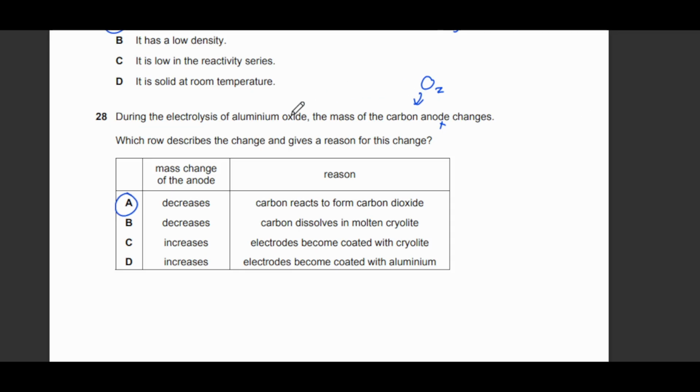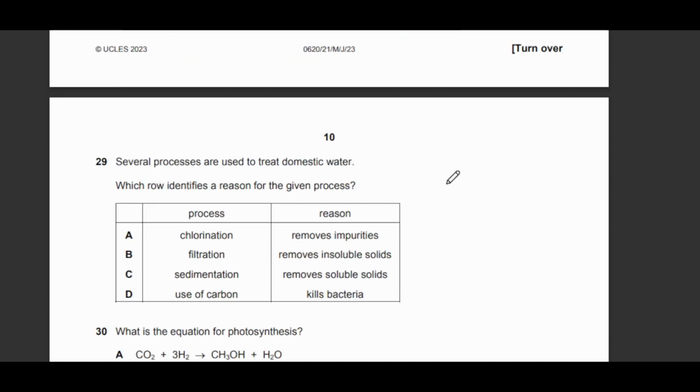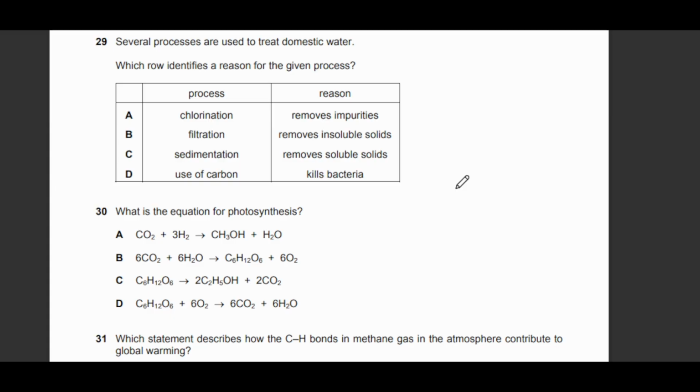So when you electrolyze, you produce O2, and then the O2 will react with the carbon anode, and then it will form carbon dioxide. Okay, 29. Several processes are used to treat domestic water. Which row identifies a reason for the given process? So, chlorination removes impurities. Wrong. Chlorination is to kill microorganisms.